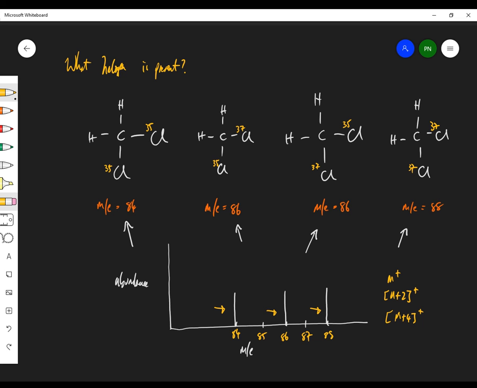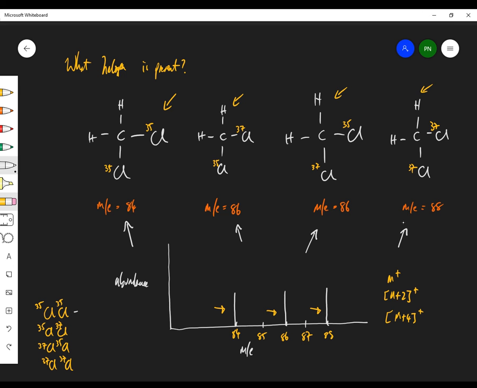Now, what are the chances of this first molecule? Let's say Cl35 and Cl35. That's one chance. Cl35 and a Cl37, that's the second chance. Cl37 and a Cl35, that's the third one. And a Cl37 and a Cl37. These are the four types of molecule you can get.